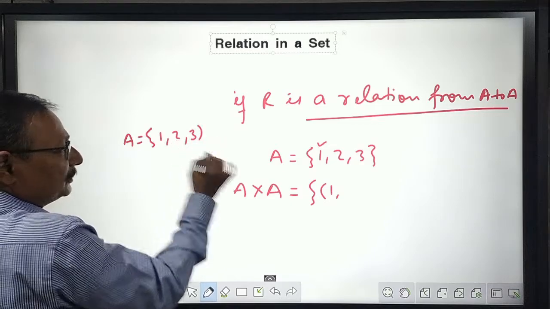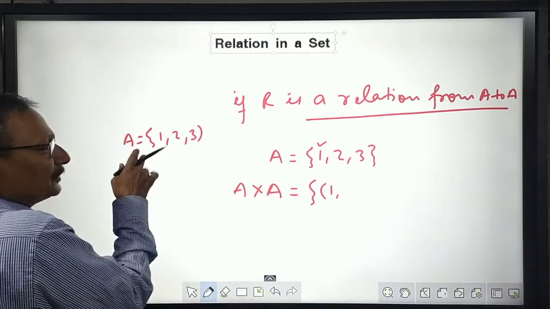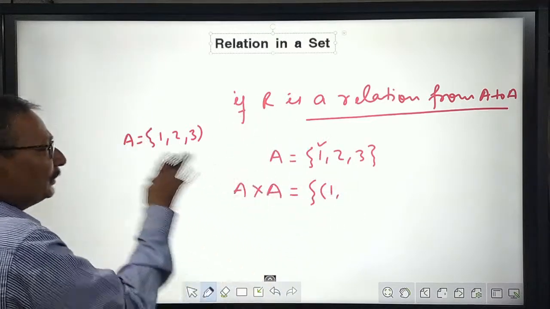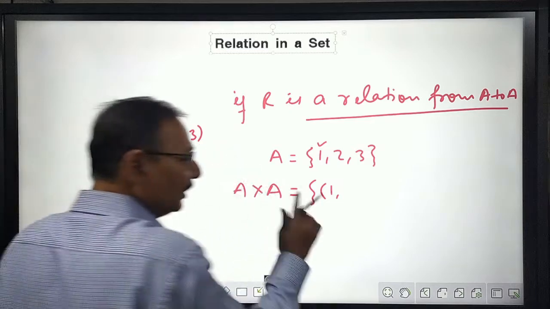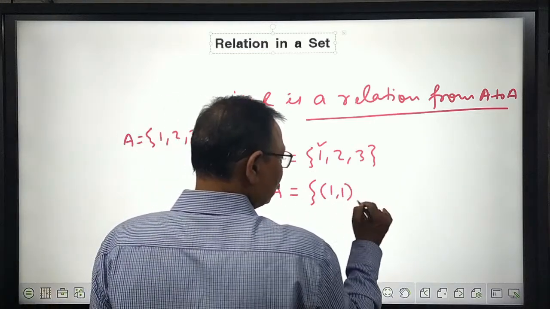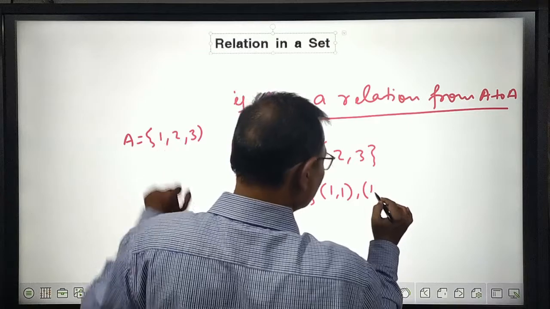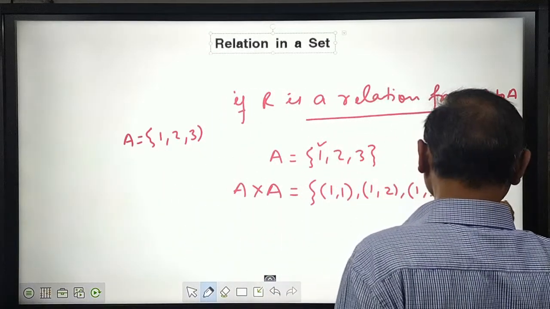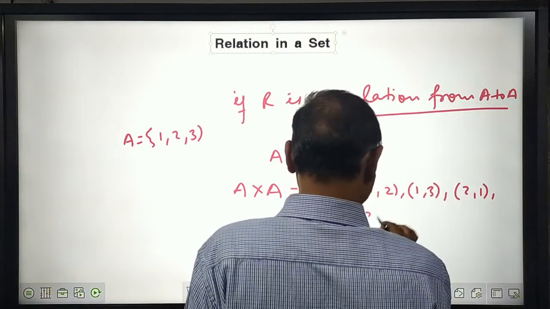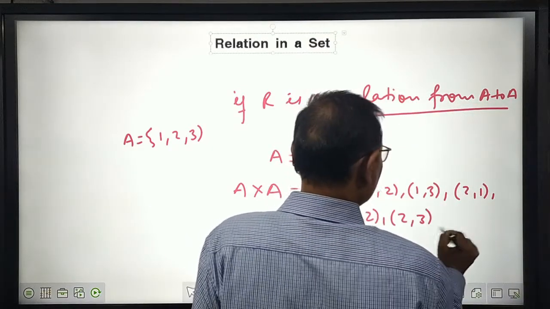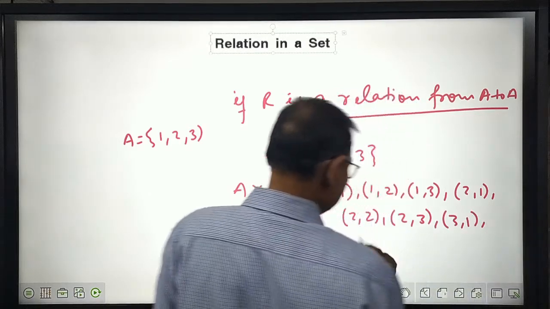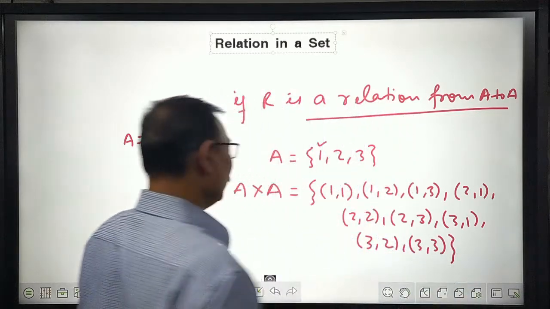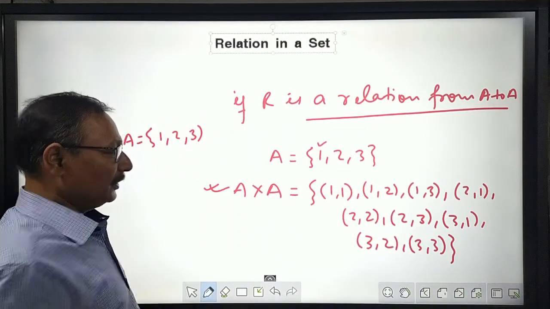So if this one is taken as the first set and this one is taken as the second set, then one belongs to the first set, and one to the second set, A. So 1 1, 1 2, 1 3. Similarly 2 1, 2 2, 2 3, 3 1, 3 2, 3 3. So these are all the possible ordered pairs which are under A cross A.